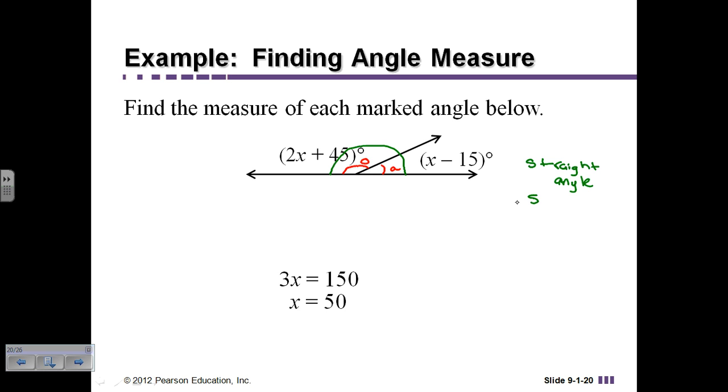And straight angles, if you look back at that chart, are always 180 degrees. So these two angles are supplementary. Again, supplementary means two angles that add together to equal 180 degrees. So that's what we're going to do. We're going to take the 2x plus 45, and add the x minus 15, and set that equal to 180 degrees. We're going to continue to solve this, so we're going to combine the 2x and the x together and get 3x. We're going to combine 45 and minus 15, and you're going to get 30.